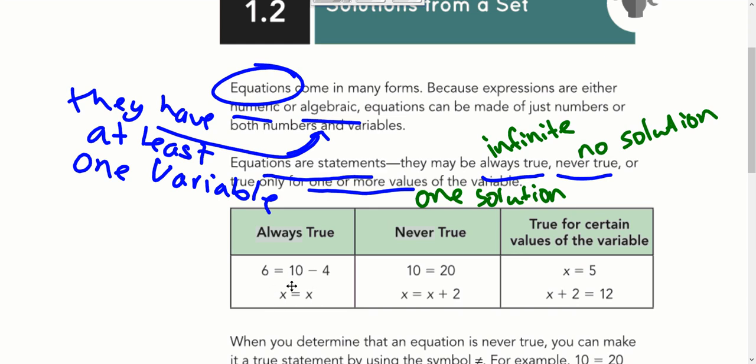If it's 10 on this side, it'll be 10 on this side. All right, never true. Like, for example, 10 equals 20. That will never be true. Doesn't work. X equals X plus 2.